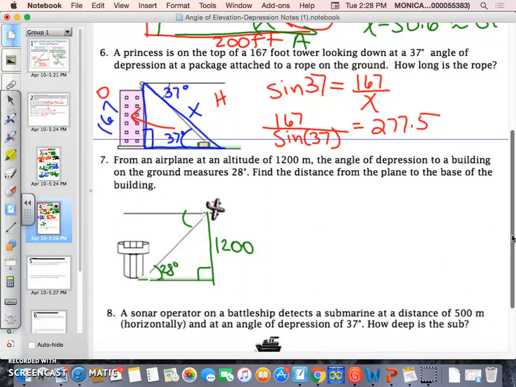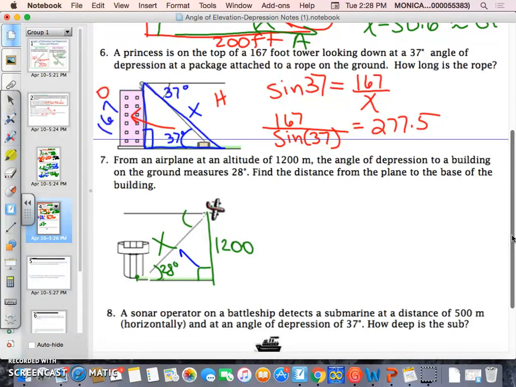Find the distance from the plane to the base of the building. And so that's the plane. Here's the base of the building. So I'm looking for that right there. All right, so how do I do this? You gotta think of my trig ratios and think of what I know.